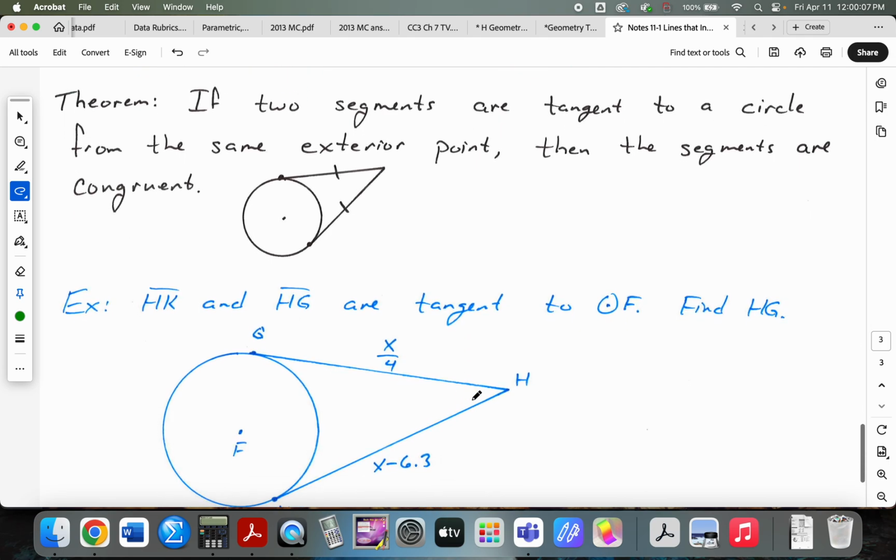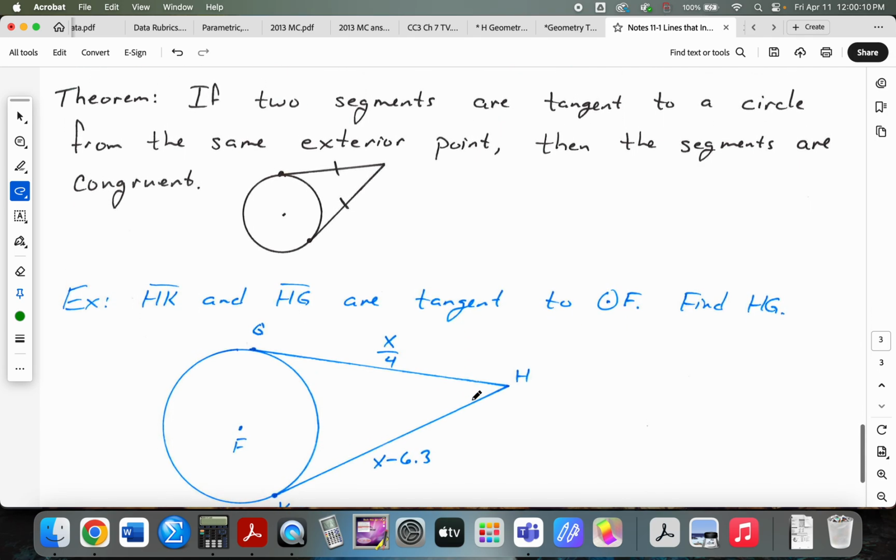All right, this also involves tangent segments. If two segments are tangent to a circle from the same exterior point, then those two segments are congruent to one another. So whether I go to this side of the circle or this side of the circle, if I'm drawing to the point of tangency, those two have got to be the same.